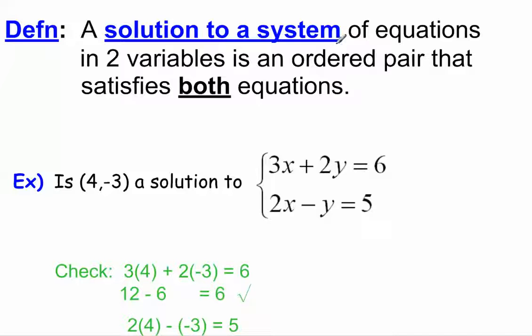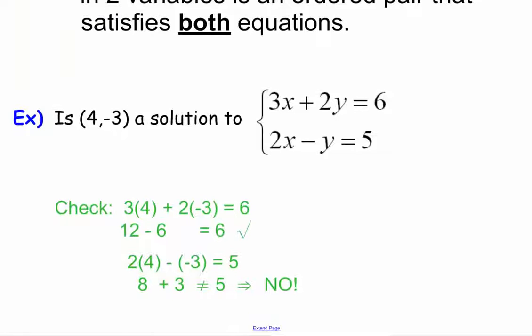A solution to such a system is going to be an ordered pair that works or satisfies both of those equations. So if this is my system, is (4, -3) a solution? Well, in an ordered pair, the first numbers are x, the second ones are y, so we plug them in and see what happens. When I do it in the first equation, it seems to be okay. 3 times 4 is 12, 2 times negative 3 is minus 6, so 12 minus 6, yeah, that's 6, okay.